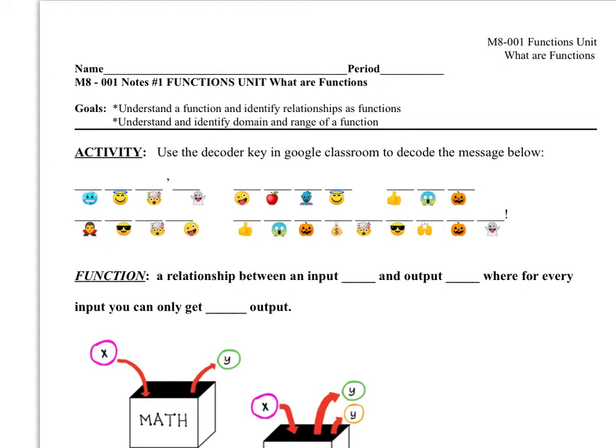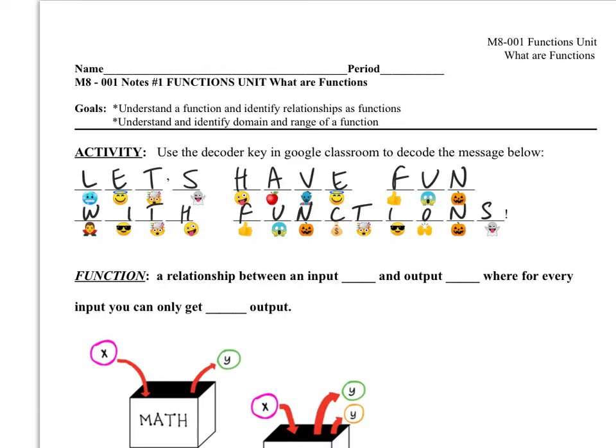So the first activity is you're going to use the decoder key in Google Classroom in the assignment doc to decode the message seen below. When you're ready to check if your message is correct, press play. Pause the video and get started. So our coded message said, let's have fun with functions.